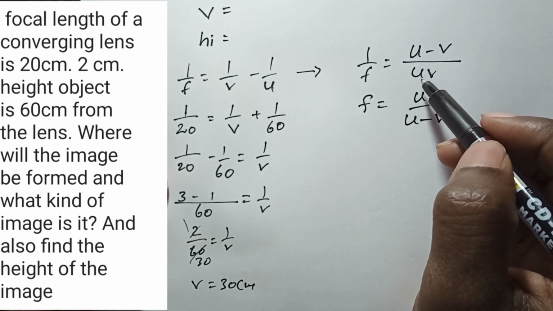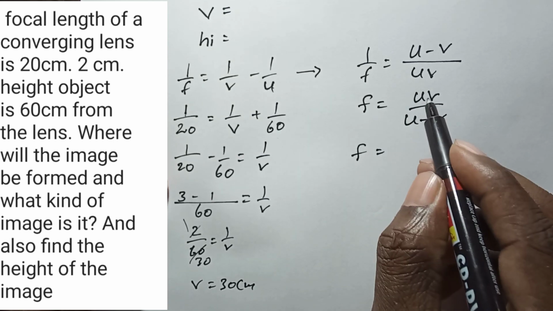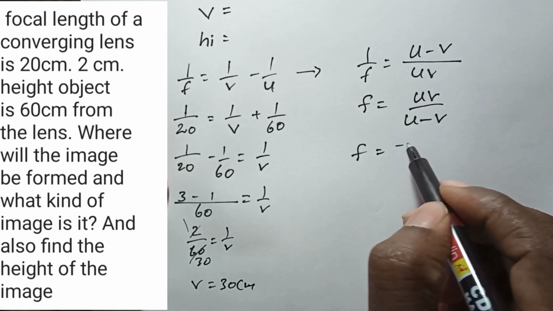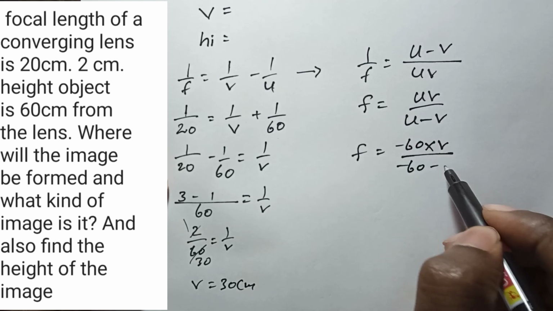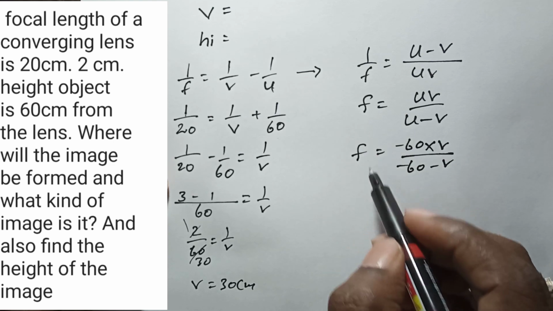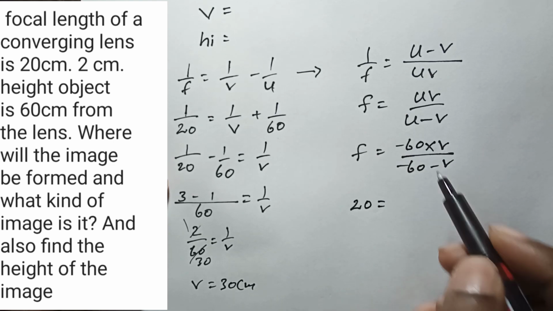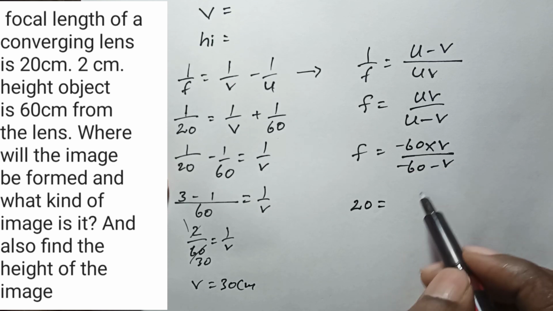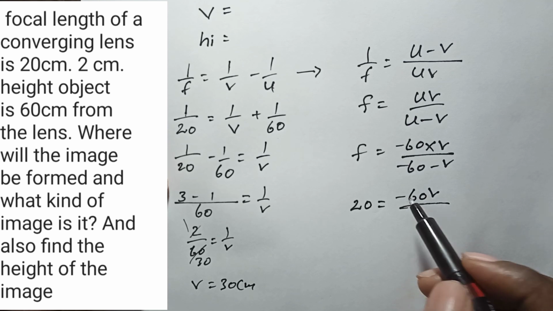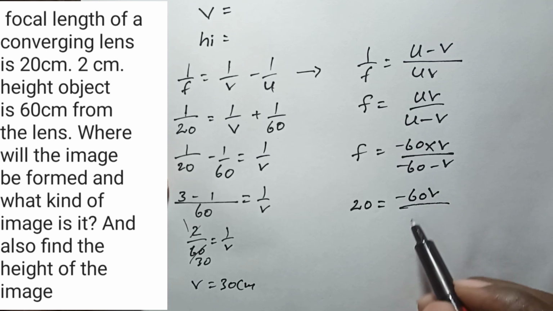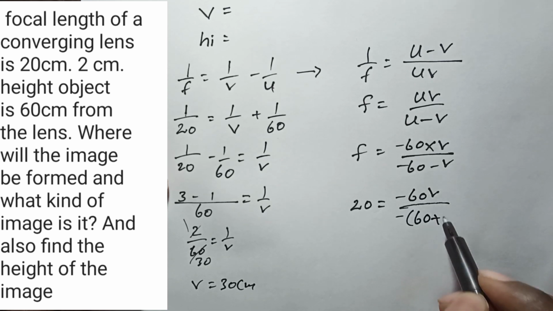If you are going, then denominator goes to numerator and numerator goes to denominator for this one. Then F is equal to UV by U minus V. We know U value, minus 60, and V we don't know. U minus V is minus 60 minus V. F value that we know, that is 20 centimeters, that is equal to minus 60 V by, we can take common here, minus, we can take common 60 plus V you will get here.